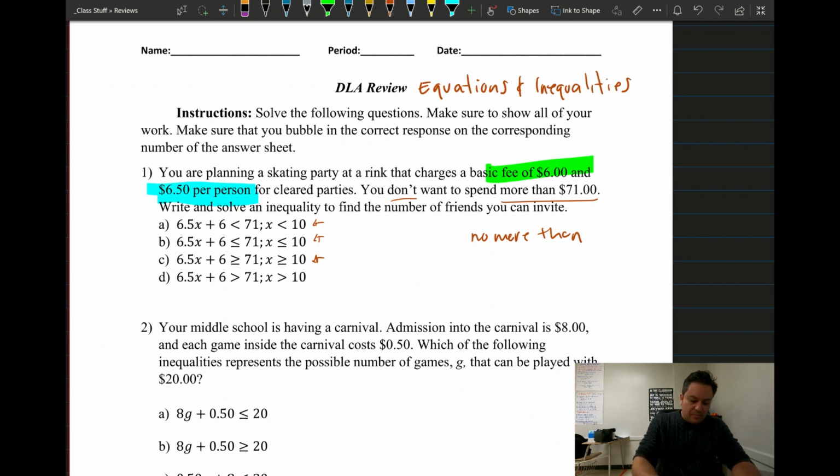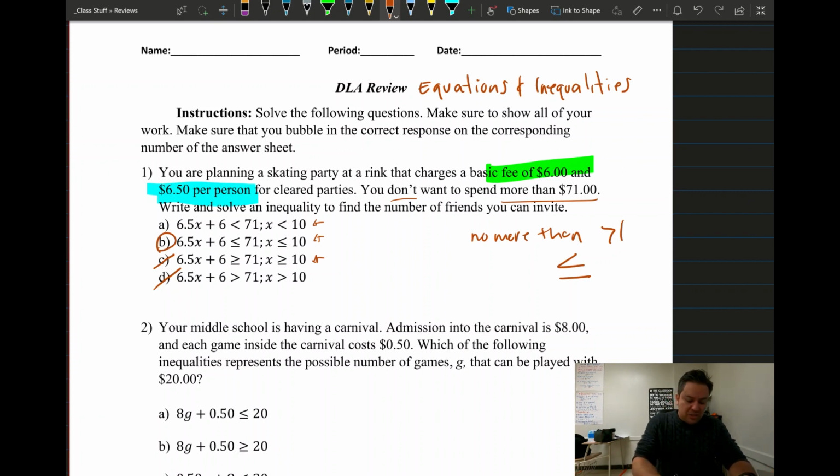Now, if we're going to spend no more than 71, we can already eliminate C and D because those are more than or equal to 71. Now, no more than 71. Can you spend the whole $71? Well, I guess as long as you don't go over the 71, you are fine. So basically, the sign that you're looking for is going to be less than or equal. In this case, it's going to be B.